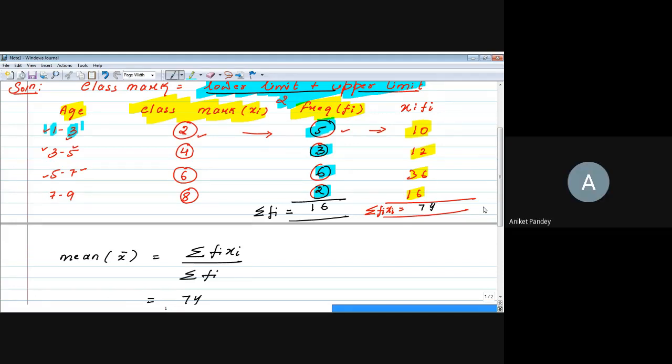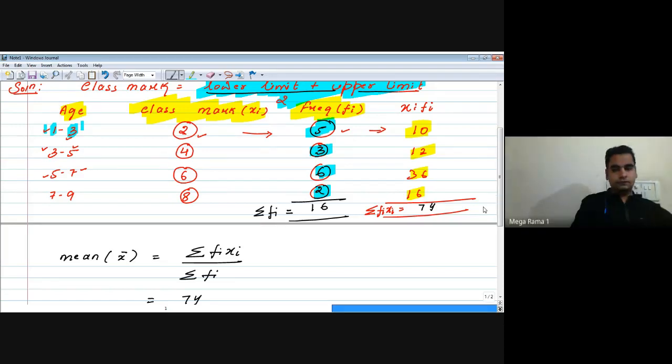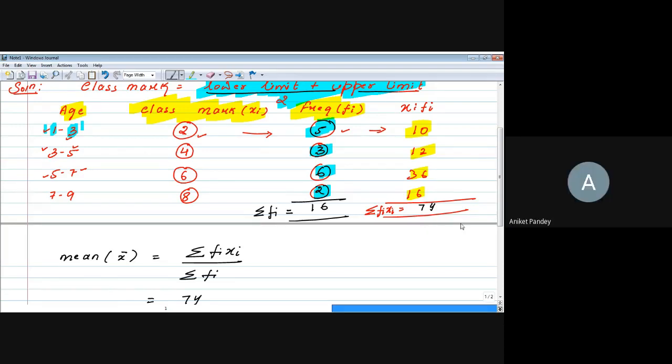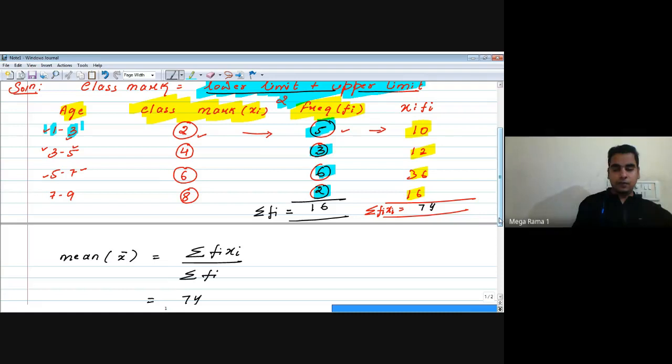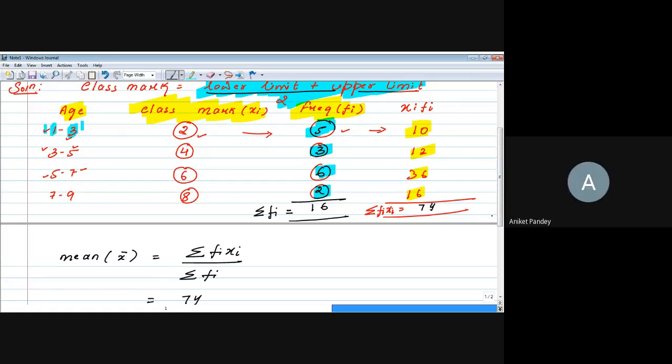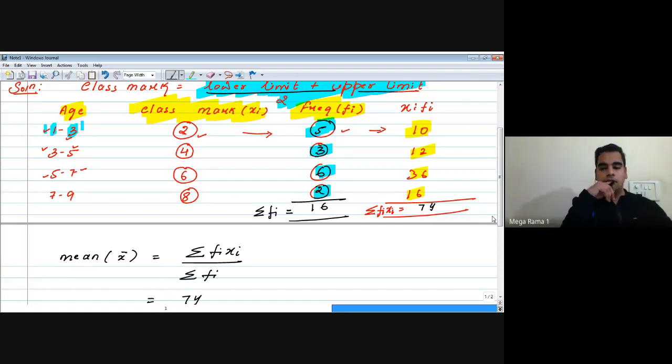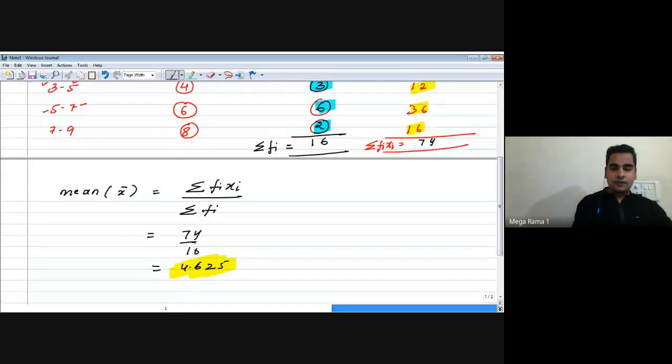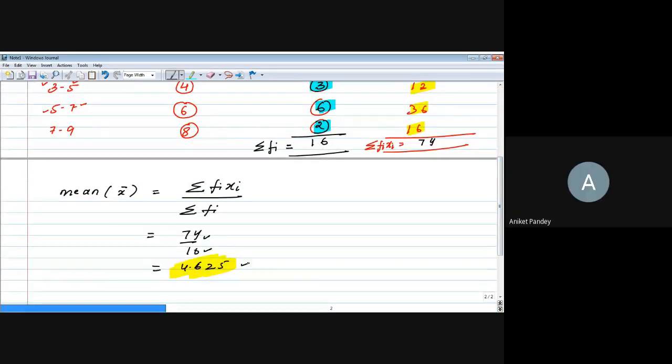So the summation is 74, so the answer will be 74 only. What? The summation is 74, so the answer will be 74 only. No, the answer is not 74. That is 74 by 16. Oh, sorry. Yes, yes.